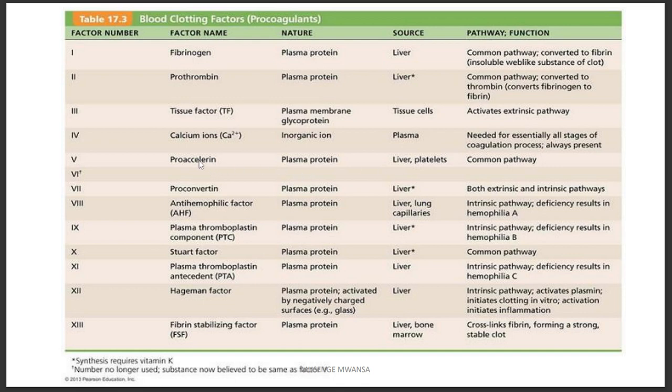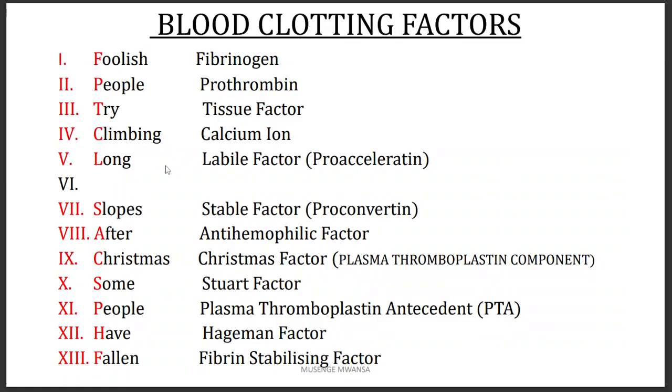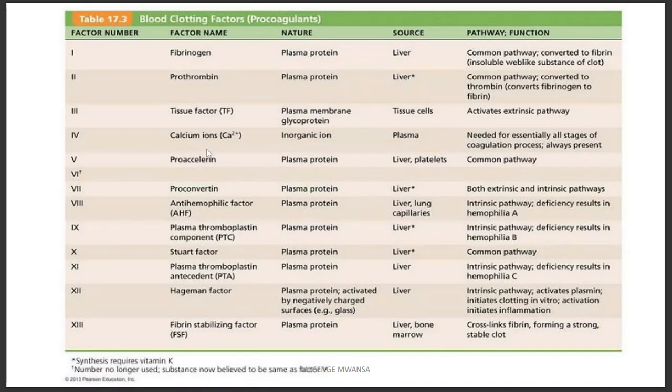Now, just to add on the proaccelerin, which is also called the labile factor, this one is produced also in platelets. Also, the antihemophilic factor, factor number 8, is also produced in lung capillaries. And then the last one, the fibrin stabilizing factor, is also produced in bone marrow. So this is where they are produced.